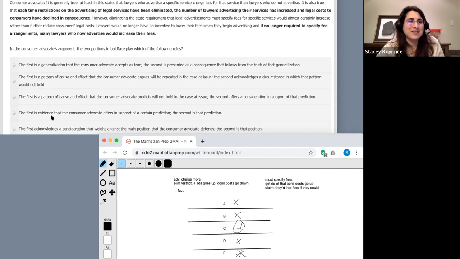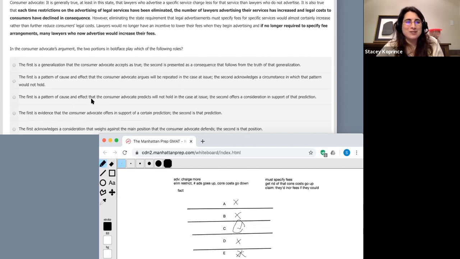Let's skip C for now and go to D. The consumer advocate does acknowledge that the first thing is usually true, but it doesn't use that to support the prediction made later if the advocate thinks this is not what's going to happen. So D is definitely out as well.